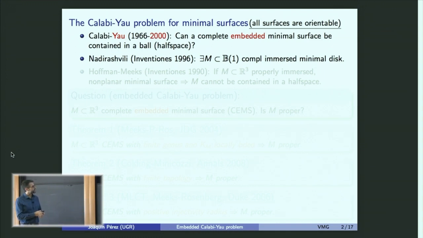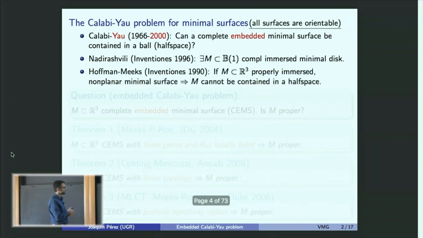Okay? And I want to mention a result which is very important in the classical theory of minimal surfaces, that is the half-space theorem by Hoffman and Meeks, that says that you cannot even immerse a surface in a half space if the surface is proper. So proper and complete, I mean, there is a relationship between them in R3, which is proper, of course, implies complete. And it's natural to think under which conditions, by looking at these results, complete implies proper. And that's the embedded Calabi-Yau problem. I'm going to restrict only to embedded surfaces, right? Because for immersed, it's not true. Okay?